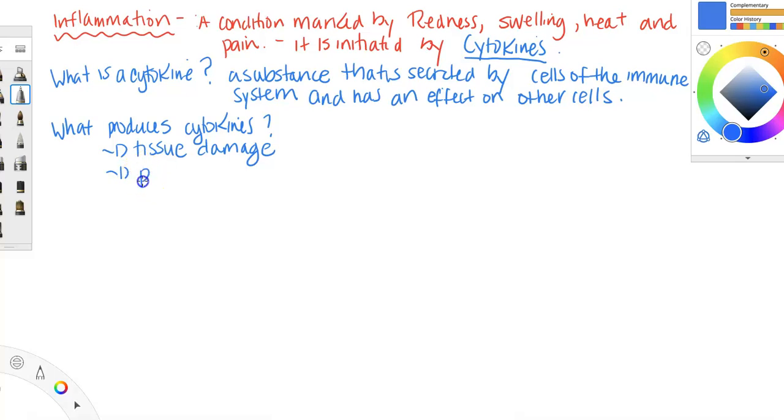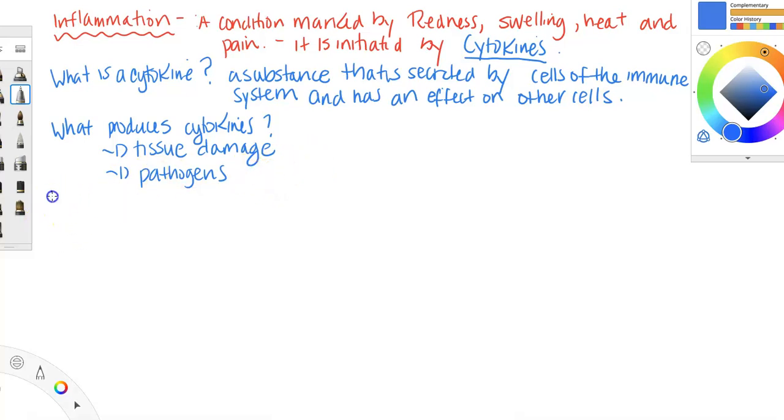Another thing are pathogens. When you get viruses, they come in through your nose or whatever, same thing happens. Things get red, starts to swell, area heats up, and you have pain. Okay.